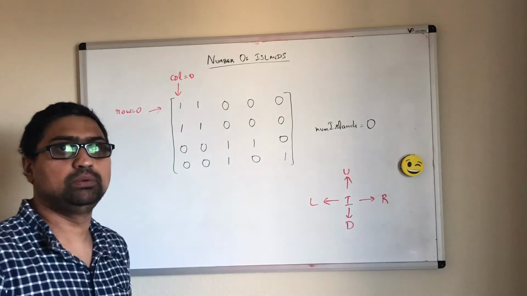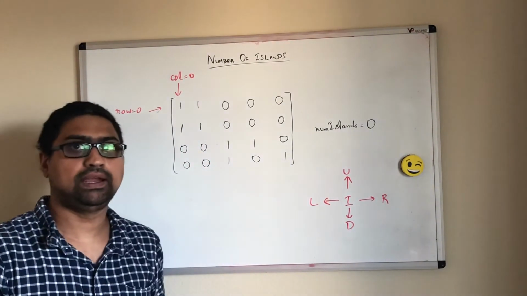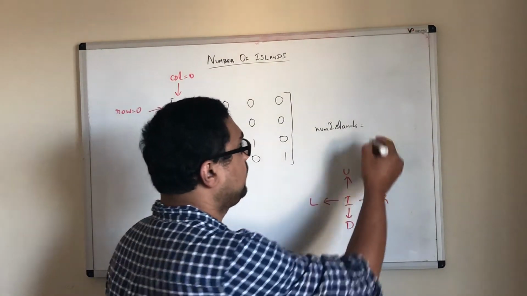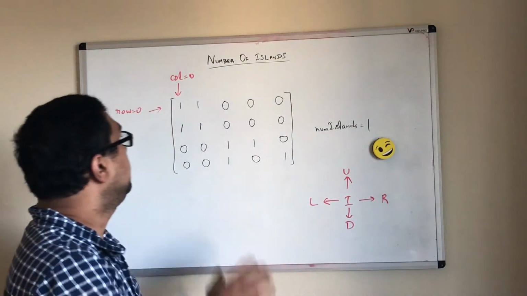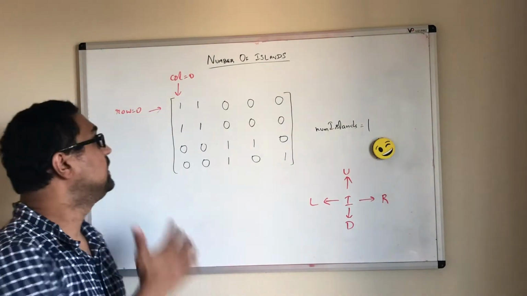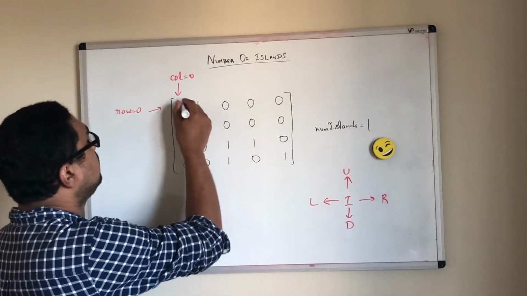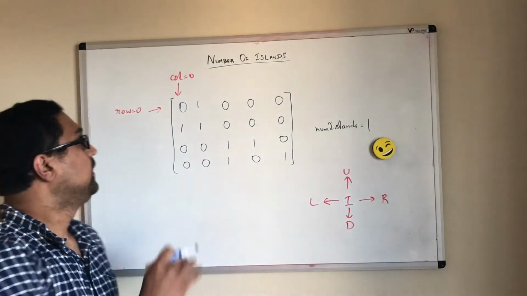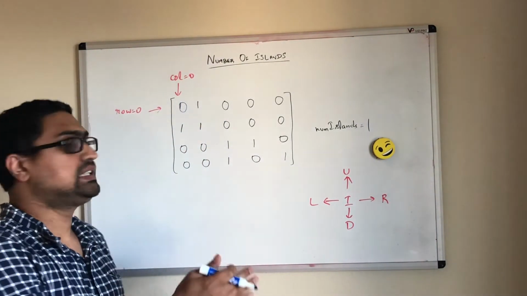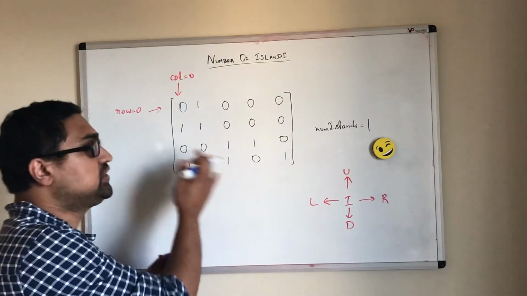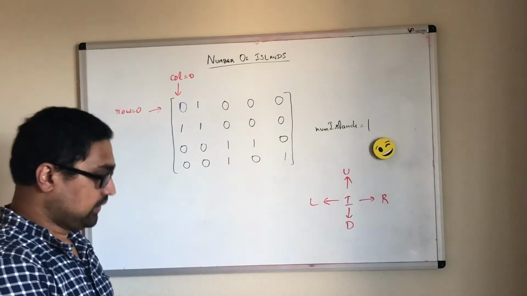Here the value is equal to 1. That means we have found a land. So let's increment the number of islands by 1. Now, since we have visited this land, let's mark it saying that we have visited this land. I'll mark it as 0. Now let's explore the neighbors of this land that are part of the same island. So for that, we'll do a depth first search in all 4 directions.